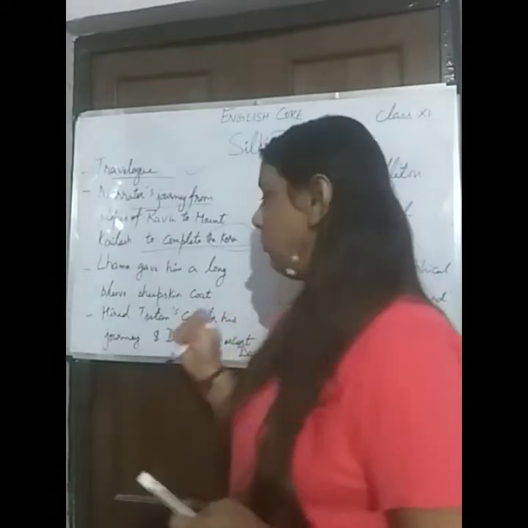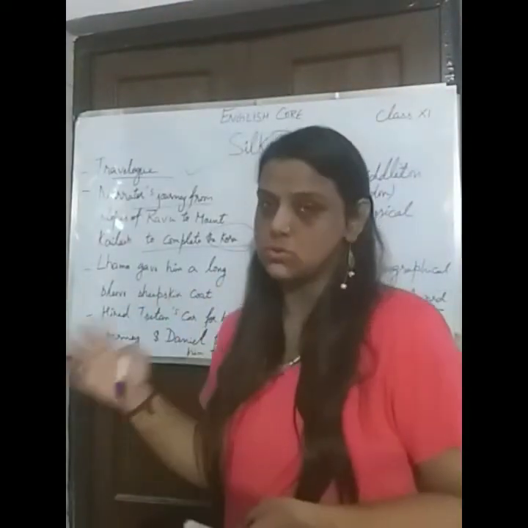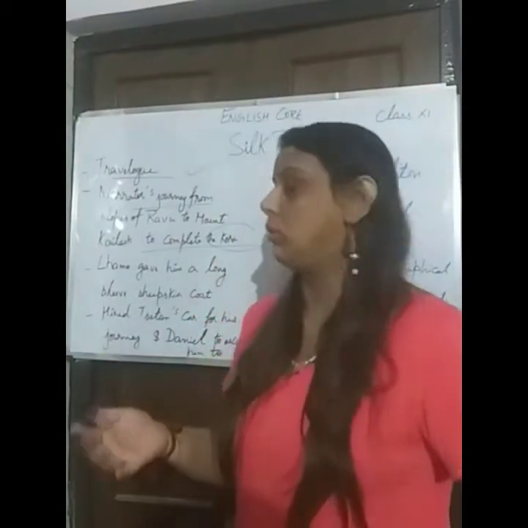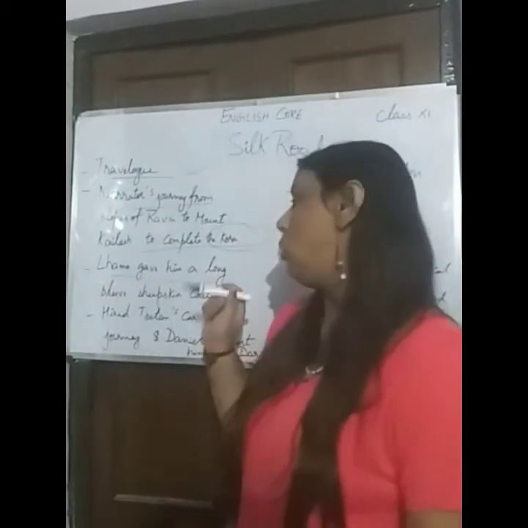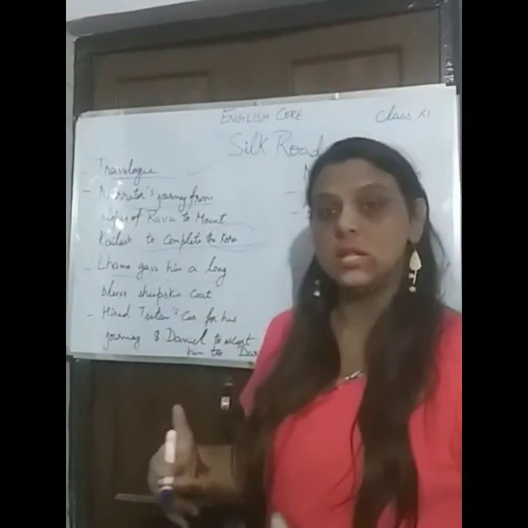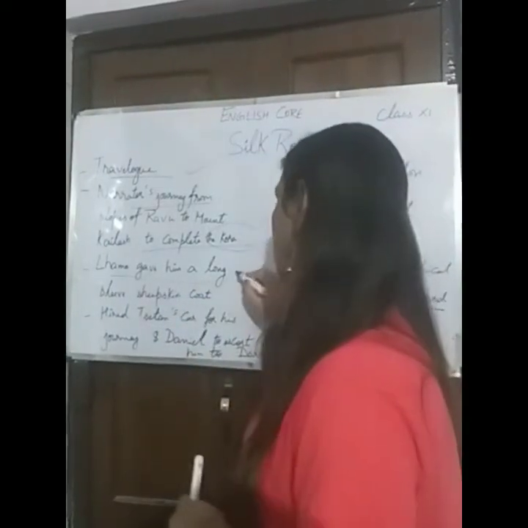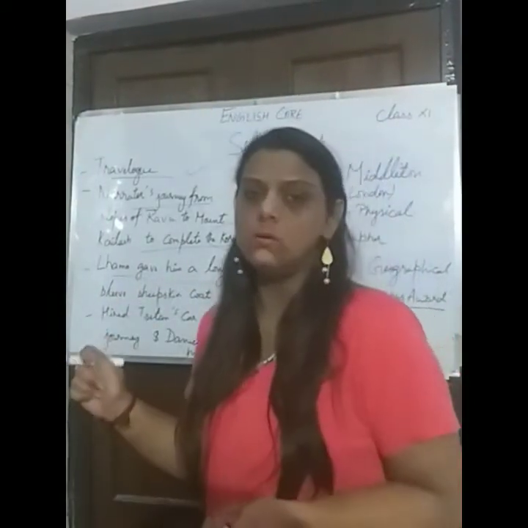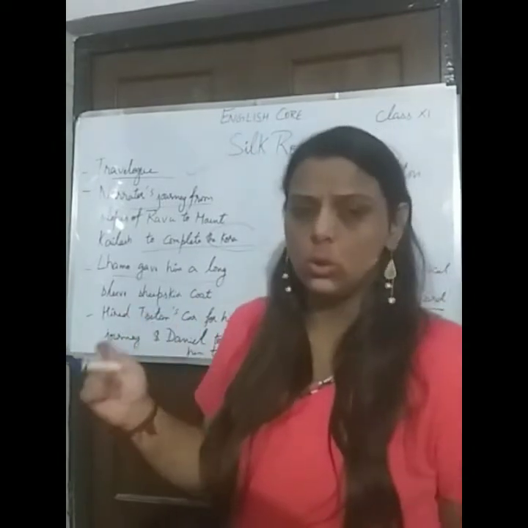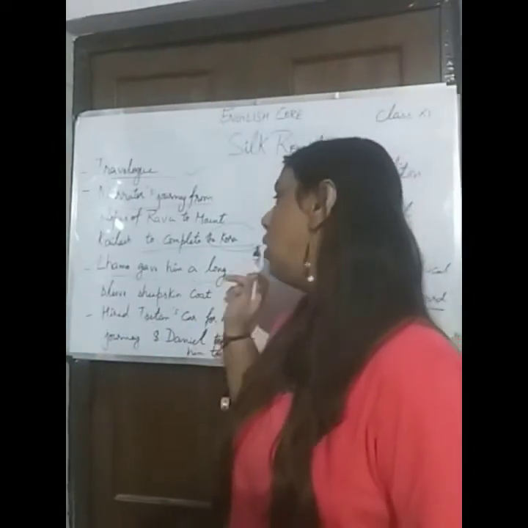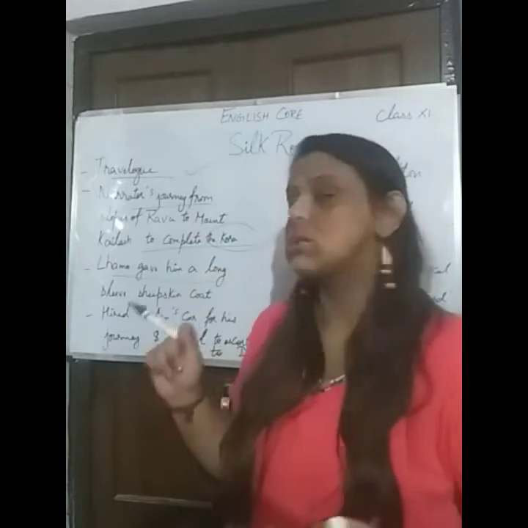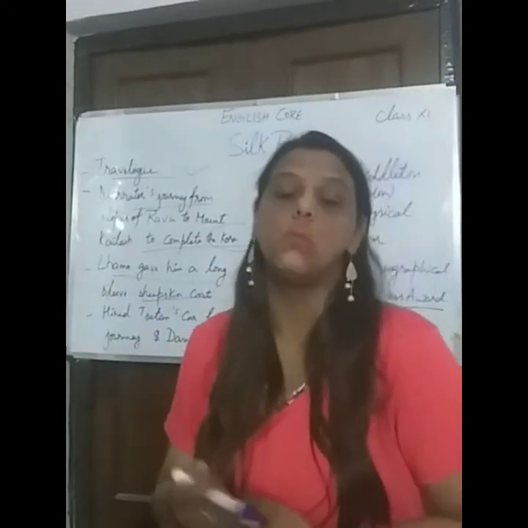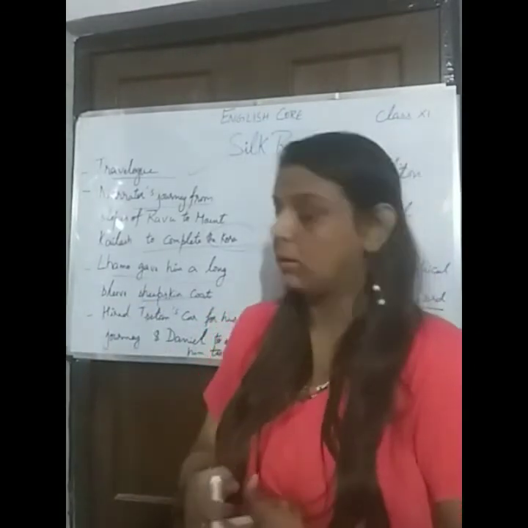Then we have a few other points which you need to understand. When he started his journey, and when we start reading, you will get to know that Lhamo gave him a long sleeve sheepskin coat because there was huge coldness in that season. So Lhamo gave him the coat so that he could cover himself and keep warm in that cold weather.